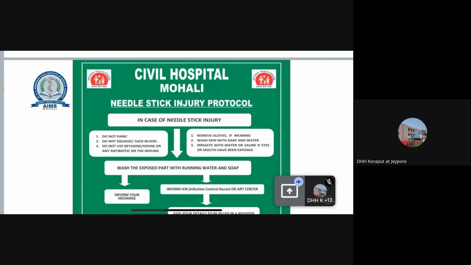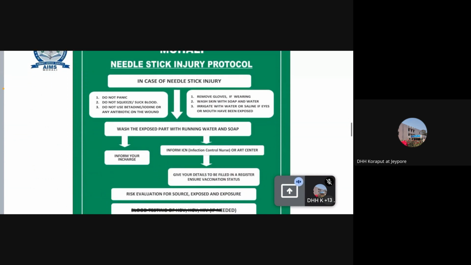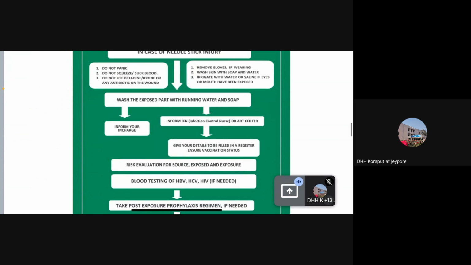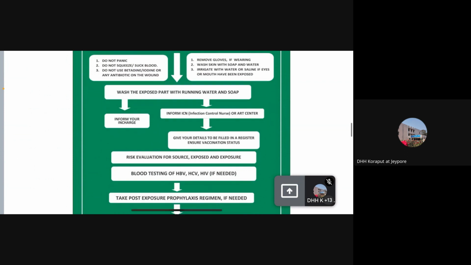So this was just one example of the surveillance. In our hospital, because it is attached to the civil hospital Mohali, we have boards available everywhere in all the wards and the emergency, showing what steps should be taken if a person gets a needle stick injury. And we have told staff to inform the ICN so that all the details could be captured and further necessary action could be taken.